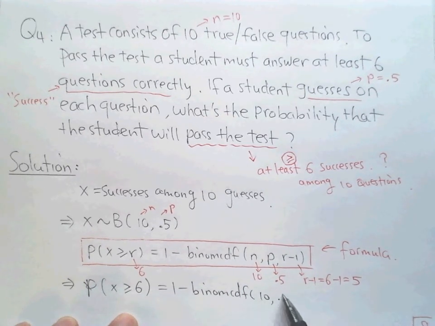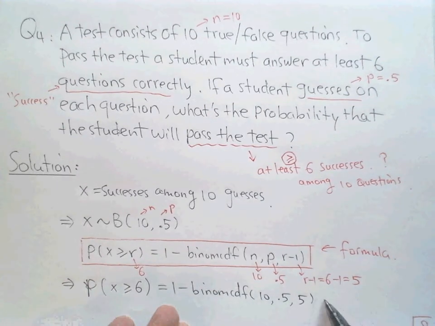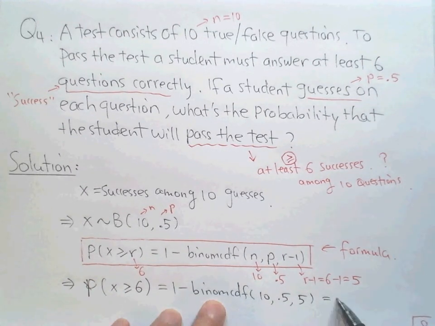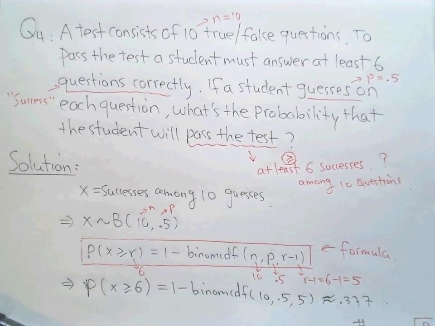Now I plug into the formula. Binomial CDF with 10, 0.5, 5. You know 1 minus this; everyone knows the calculation. Find the CDF, then 1 minus that answer. What do we get? It is around 0.377.